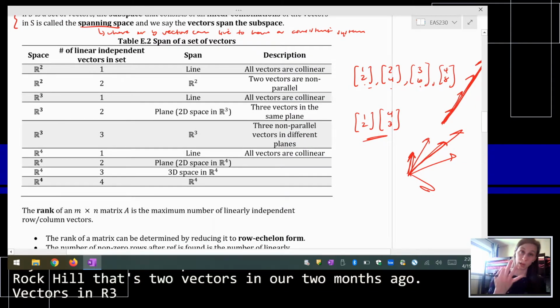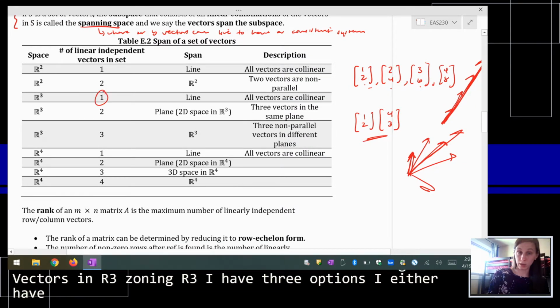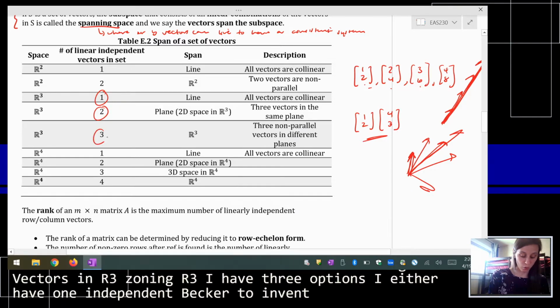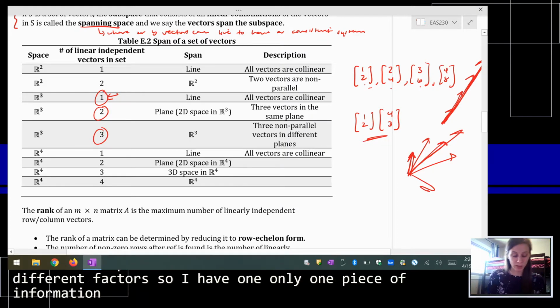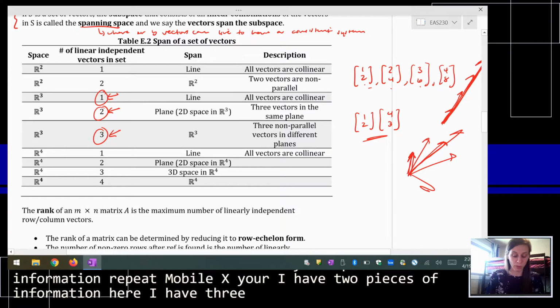So in R3, I have 3 options. I either have 1 independent vector, 2 independent vectors, or 3 independent vectors. So I have only one piece of information repeated multiple times. Here I have 2 pieces of information. Here I have 3 independent pieces of information.